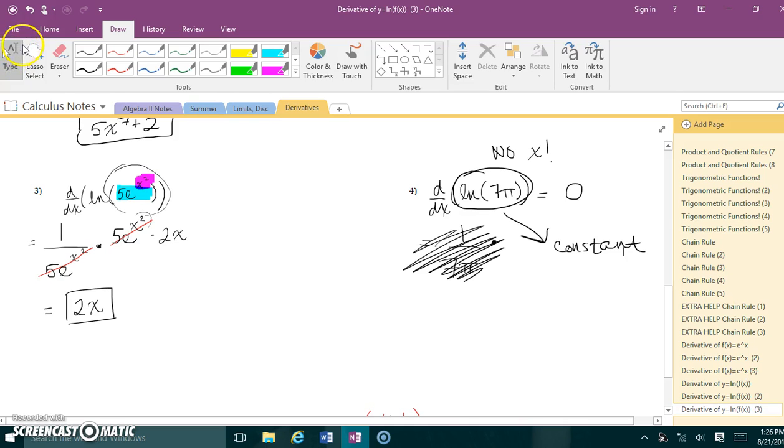So if you need to pause the video to get caught up, then do that. I'm just going to make a comment here. This was a double chain rule. It's like 3 layers there.